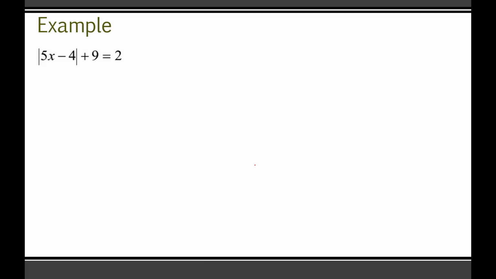Step number 1, shout it at your screen right now. Very good, minus 9 on both sides. So we're going to minus 9 here and minus 9 here. This is going to be the absolute value of 5x minus 4 equals negative 7.